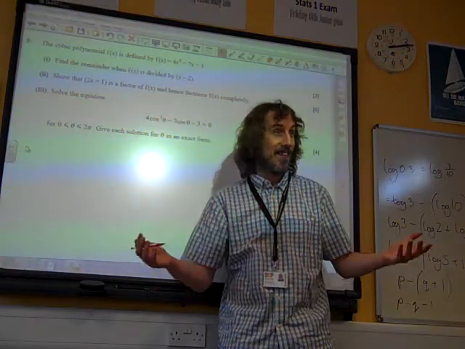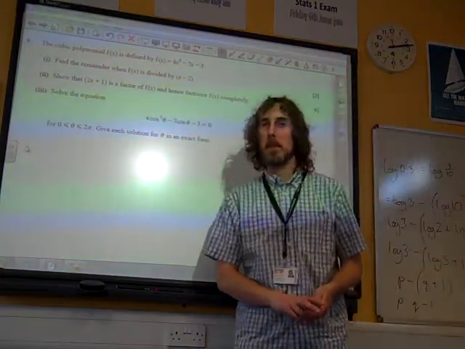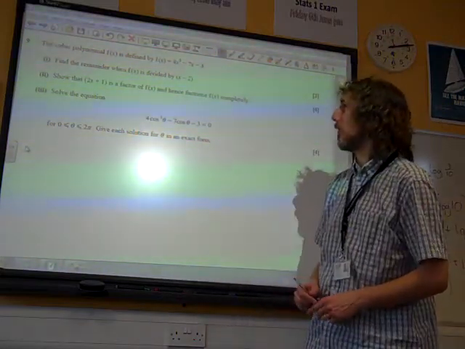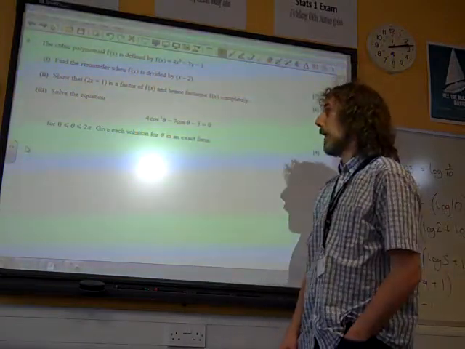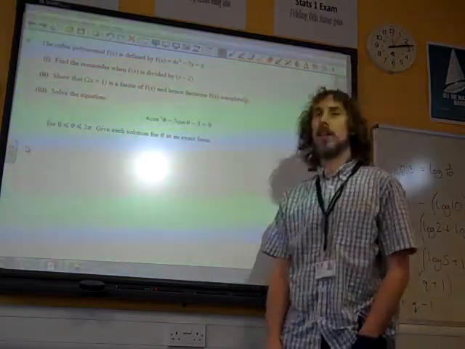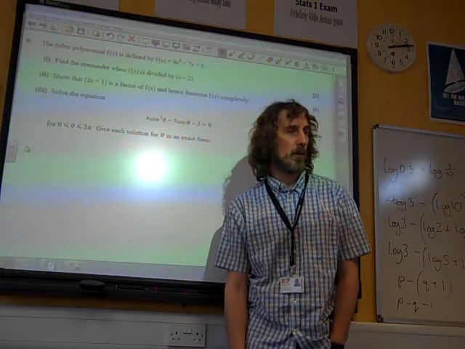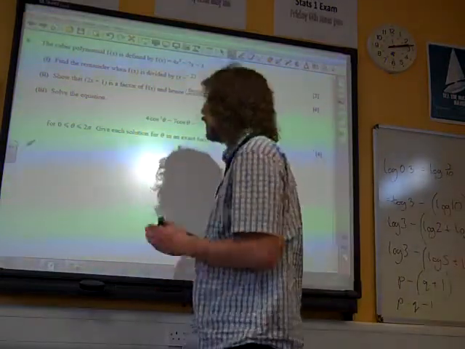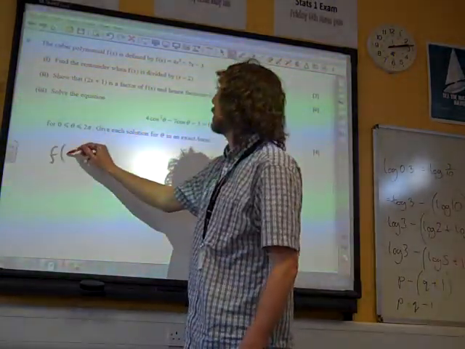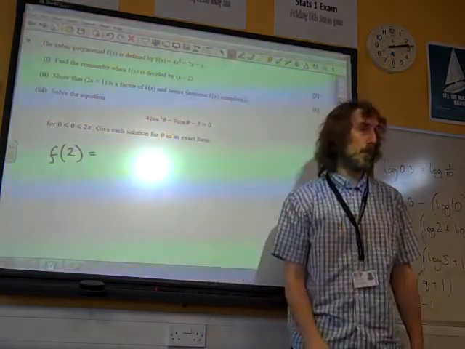Question 9, different shirt. The cubic polynomial f of x is defined by f of x is 4x cubed minus 7x minus 3. Find the remainder when f of x is divided by x minus 2. So we know by now that we're not going to go into that crazy route of trying to do long division, although we could, but we don't need to. All we need to do to find the remainder when it's divided by x minus 2 is to sub 2 into the equation, to evaluate f of 2.